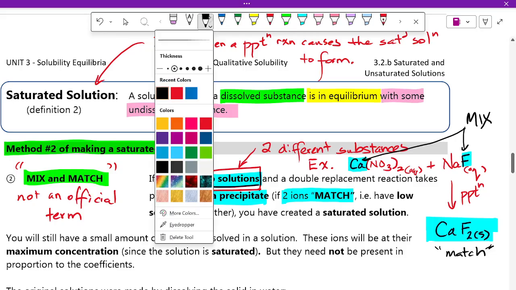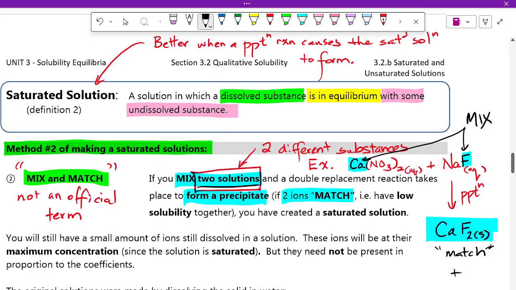And then, of course, you'd have your other product, NO3 solid. You'd have to balance it, whatever. We're not going to worry about that. You will still have small amounts of the ions dissolved in the solution. Those ions will be present at their maximum concentration. So there will still be a little bit of dissolved calcium and a little bit of dissolved fluoride.